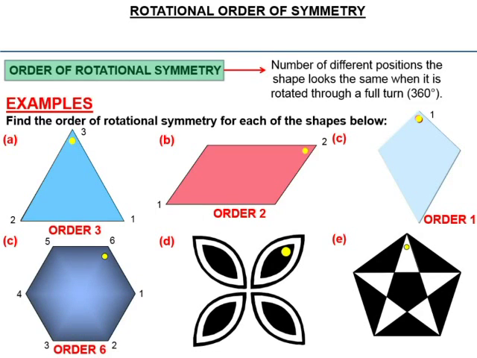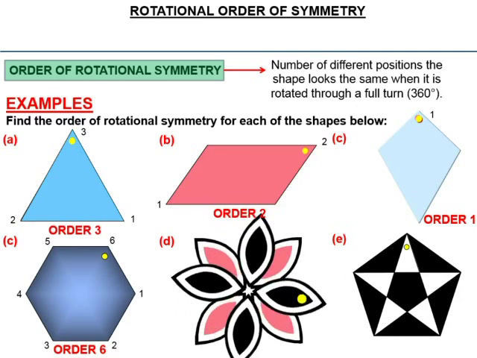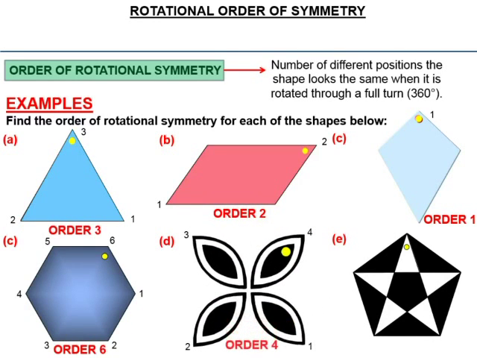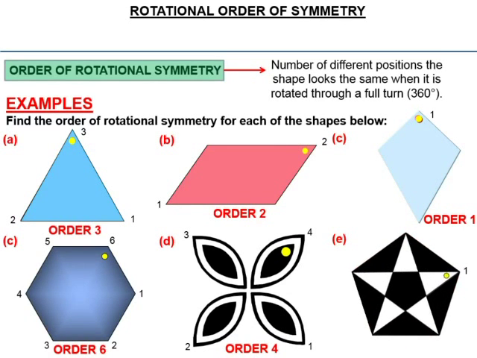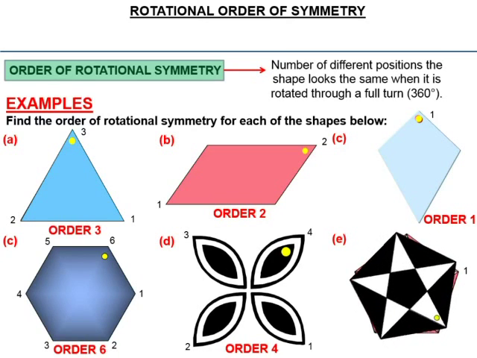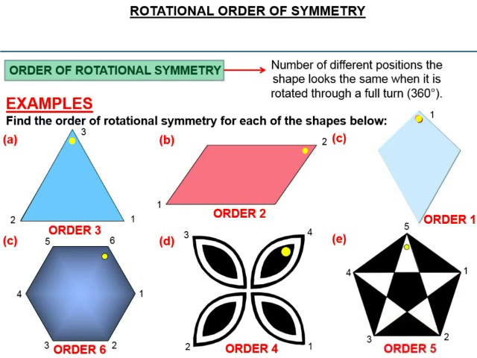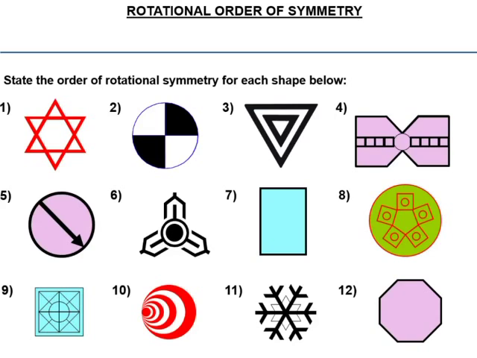The next shape, they could give you funny shapes. 4, 1, 2, 3, 4. And finally, the shape at the end, 5. Goes 1, 2, 3, 4, 5. Okay, that has an order of 5. I'm not going to make you do these. They can do any particular shape. They might give you stars, road signs, and ask you for rotational symmetry.